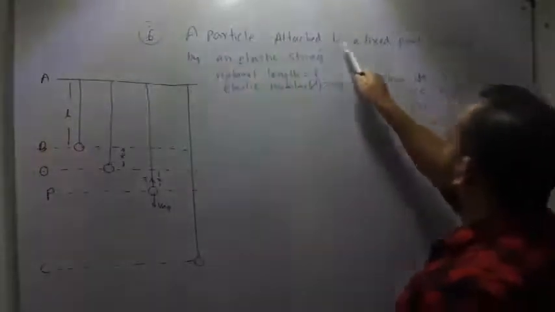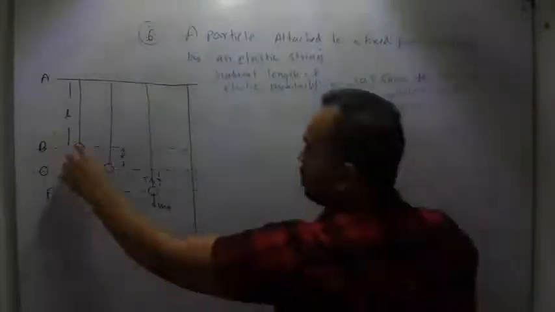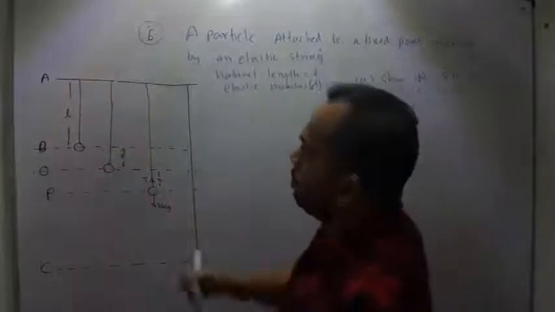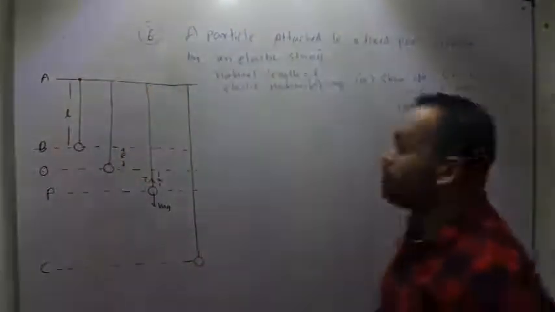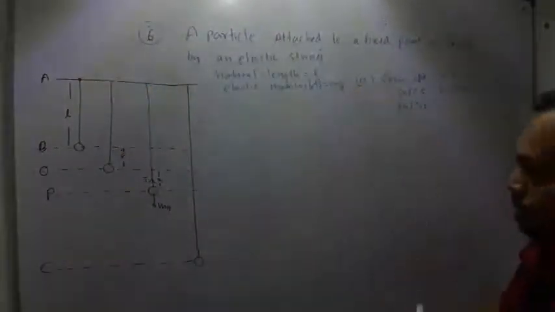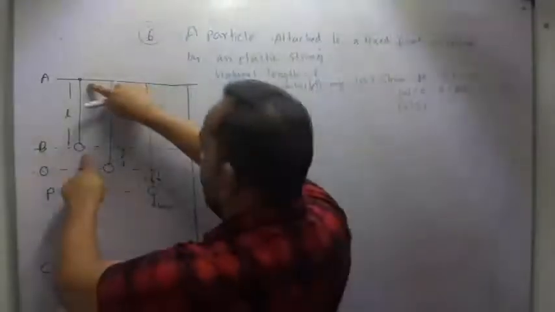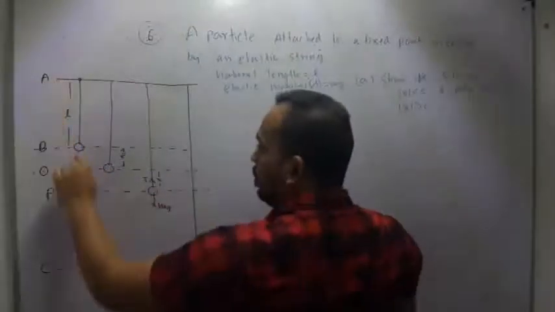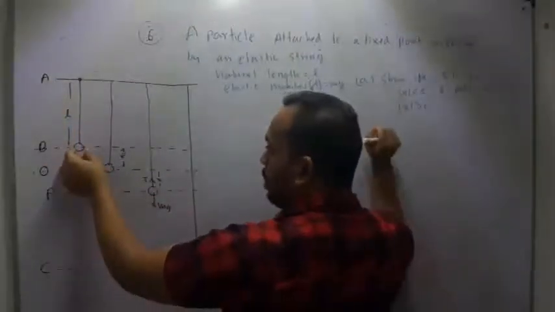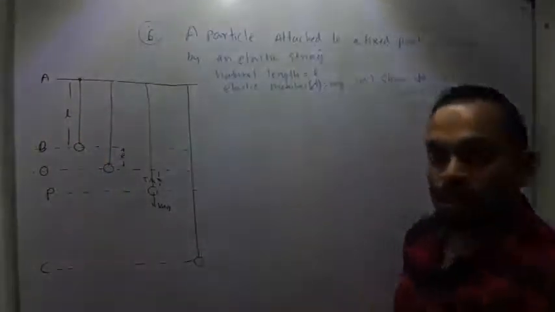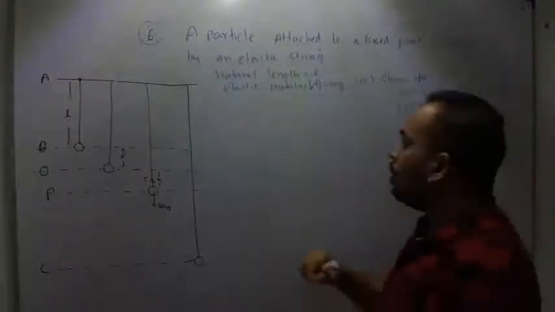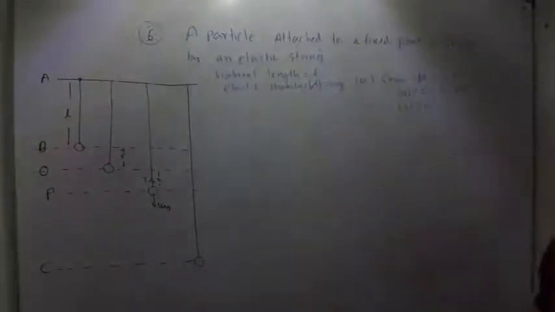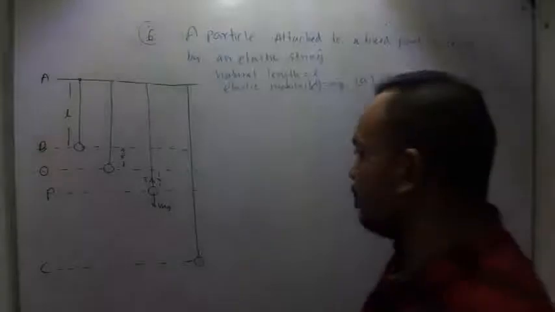A particle is attached to a fixed point on a ceiling. So this particle, let's say of mass m, is attached to a fixed point on the ceiling, this point, by an elastic string. They say that this string is elastic and the natural length is L. This is the natural length. So when the particle is at this point, the string is not under tension. Right, then they say that the elastic modulus is mg.